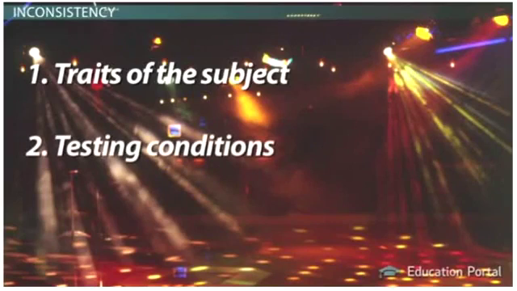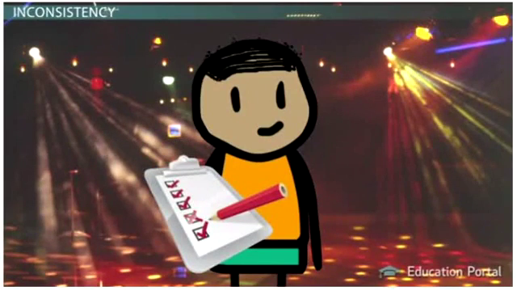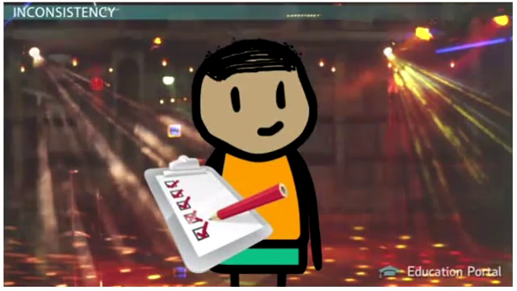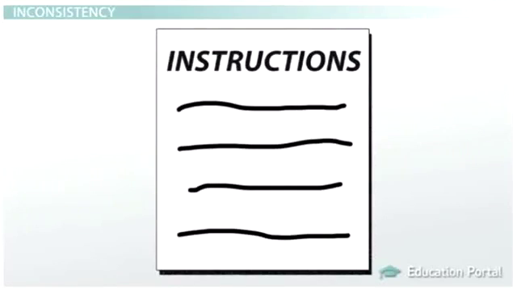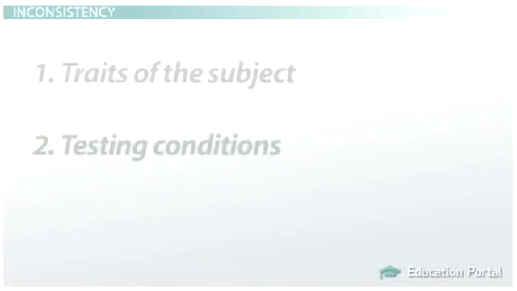Number 2, testing conditions. If Johnny is asked to take the survey in the middle of a loud strip club, his answers might be different than if he is asked to take the survey in the middle of a library. Likewise, the way the person giving him the survey gives instructions can cause the results to be less reliable.